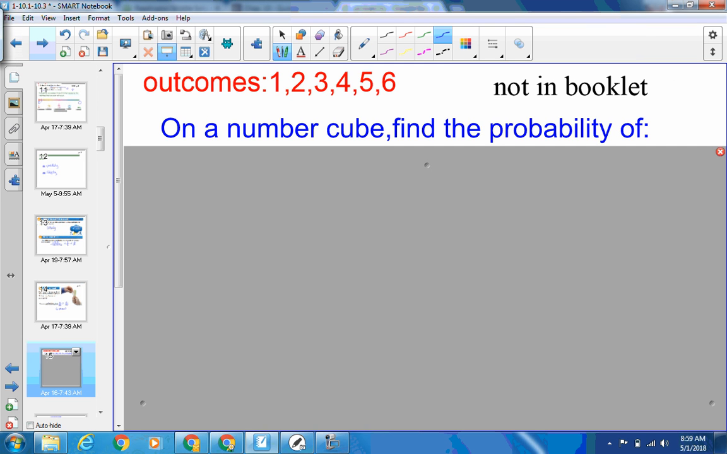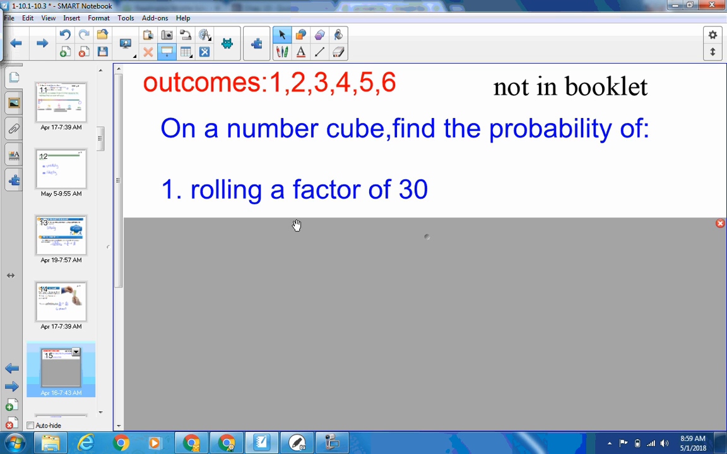All right, and this is not in your booklet, but these are the type of problems we'll be doing as we move on with the chapter. So again, we have a number cube, and I listed the outcomes on the top. Find the probability. Number 1, rolling a factor of 30. So you would want to list your favorable outcomes. Factors of 30 are all the numbers that we can divide 30 by. And on our list, we have quite a lot of them.